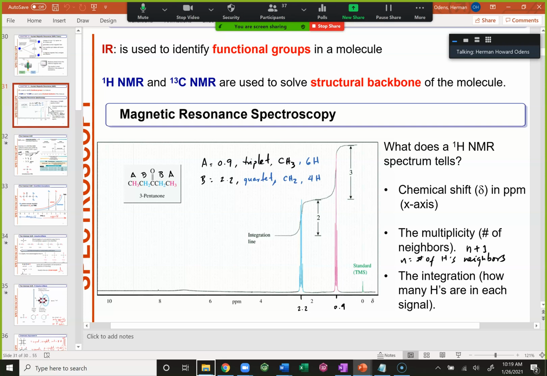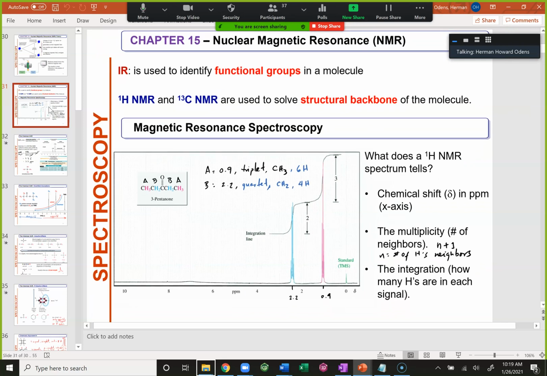All right. So here's 3-pentanone. 3-pentanone has 2 different signals in the proton NMR. Notice that the carbonyl, we cannot read in the proton NMR. We'll be able to read it in the carbon NMR. That's different. When we were doing infrared last week, we were identifying functional groups. That's all the infrared tells you: you have a carbonyl group here, a CO group here, and an aldehyde group here. But it doesn't tell you what the structure looks like. Now, proton and carbon NMR will help you solve the structural backbone of the molecule.